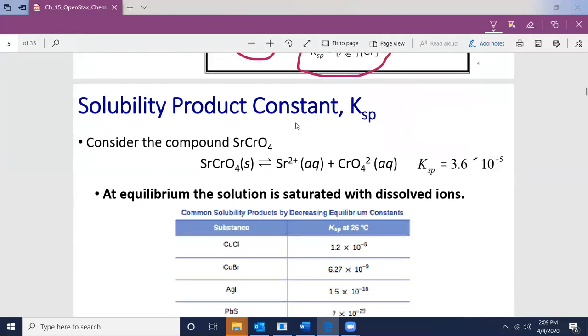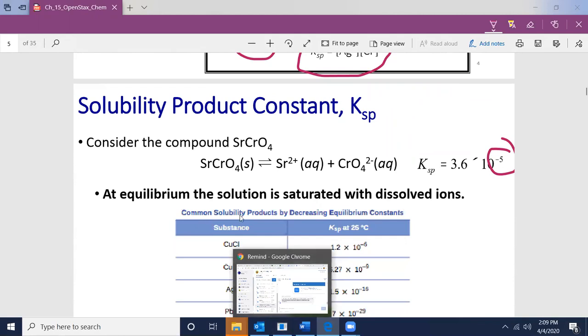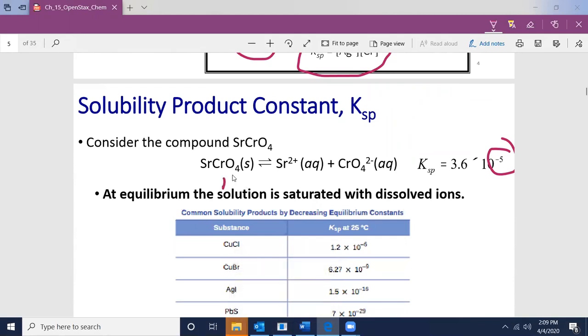The solubility product constants, Ksp, for several salts have already been calculated and tabulated. So consider the compound strontium chromate that you see here. That's a solid compound, sparingly soluble, slightly soluble. We do not expect much of it to dissolve, so Ksp should be towards negative exponents. It's very small, meaning K is less than one. If it were on the other side, we would have a larger value of K. This is what we have already discussed.